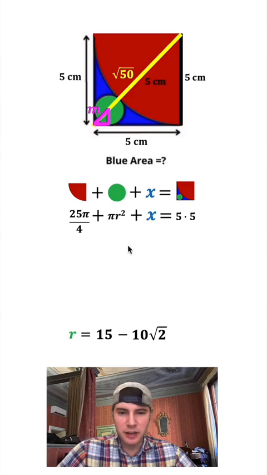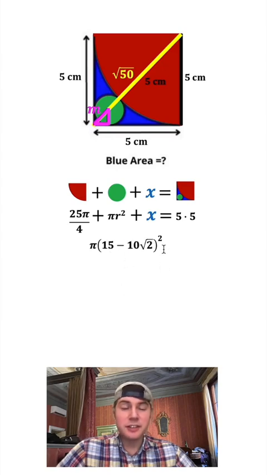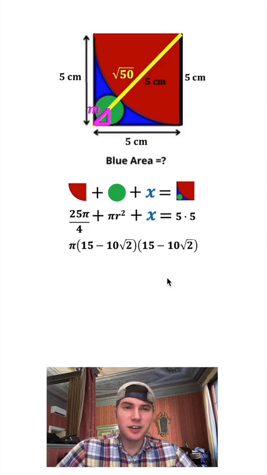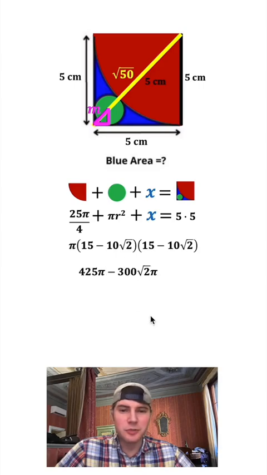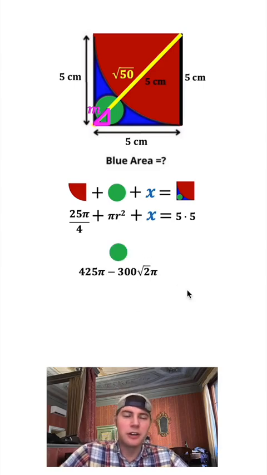Let's get rid of this stuff, and let's bring this thing down. And we'll leave some space because in the place of the green r, we're going to plug in 15 minus 10 root 2. So this thing needs to get multiplied by itself, so it gives us this here. And then we can multiply this out. It looks like this. 225 plus 200 is 425, and this minus this is negative 300 root 2. We can distribute this pi to both of these terms. Let's get rid of this, and now we have our area of our green circle.